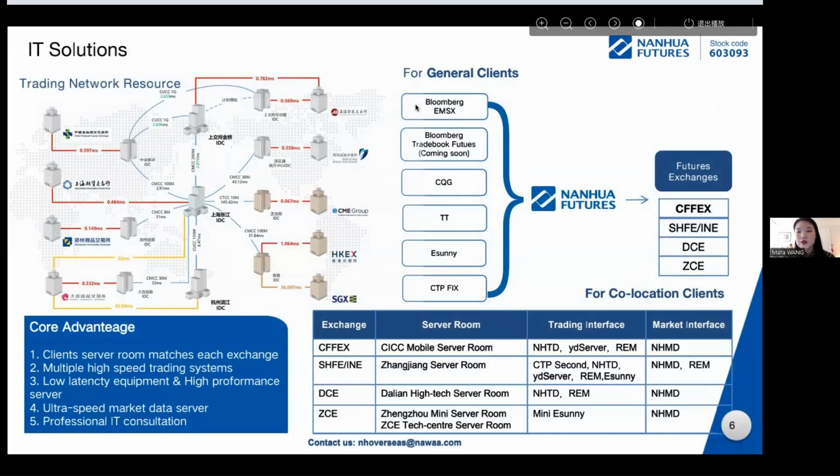I know a lot of trading firms out of China are now trading Chinese futures and options through the Bloomberg EMX. Of course, we have it as well. We can provide CQG, TT, ISANI, and CTB, and we have the leading IT solutions in China for our co-location services.